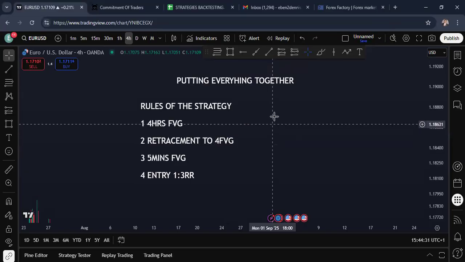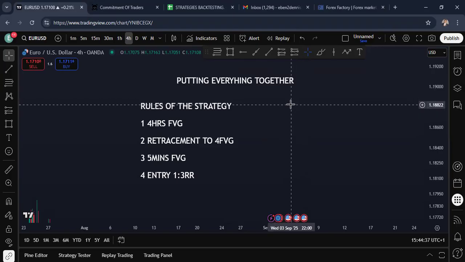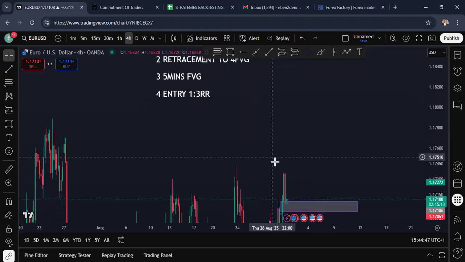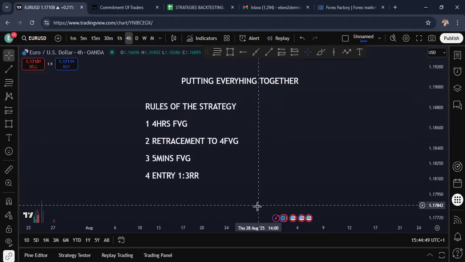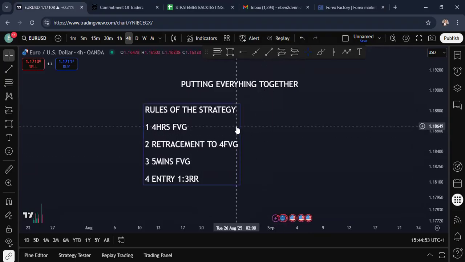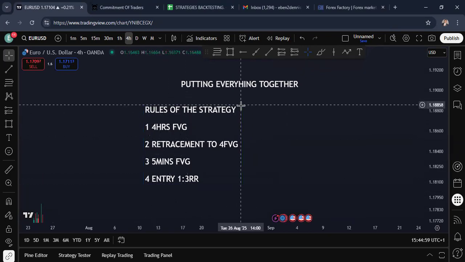All right, let's dive into the part of the course that talked about putting everything we've learned together. This is the strategy. I'll be teaching you a particular strategy, and it is based on the things you have learned from the previous videos. So we'll go straight to studying the rules of the strategy, and then we will do a little backtesting on the strategy. So what are the rules of the strategy?